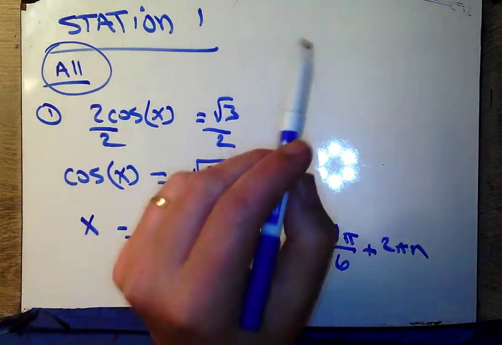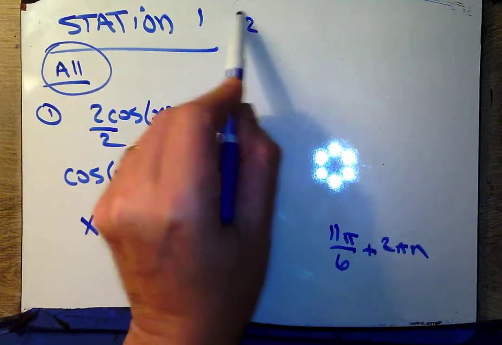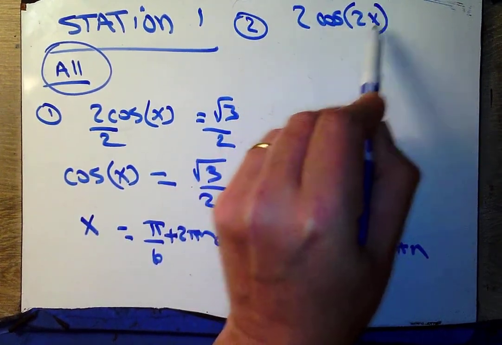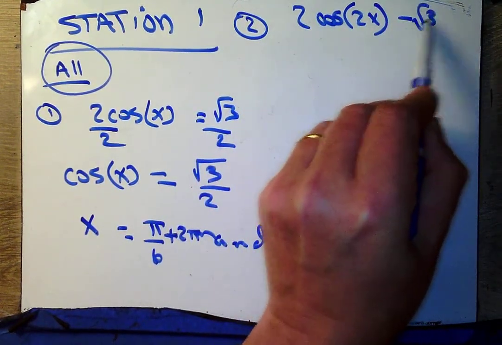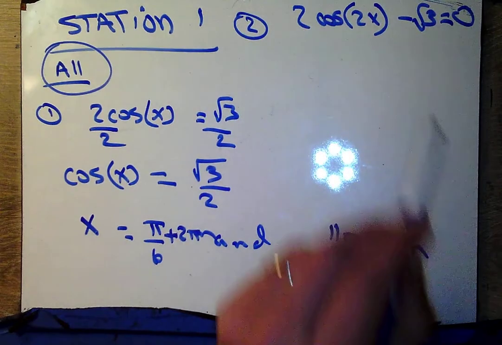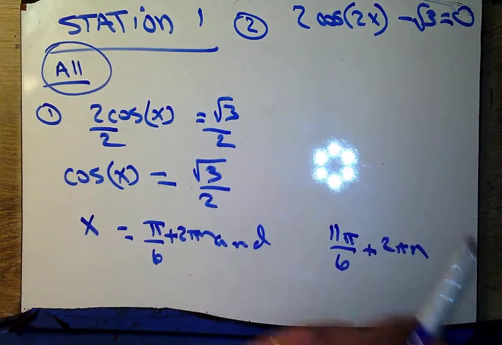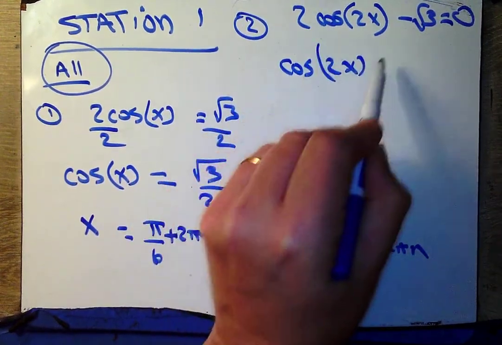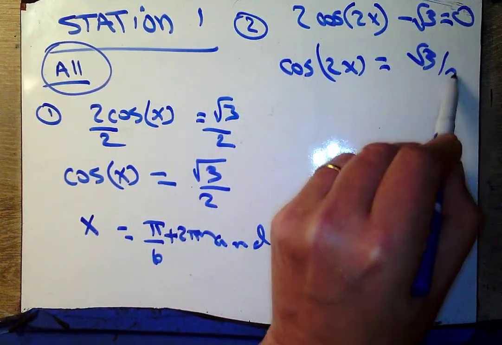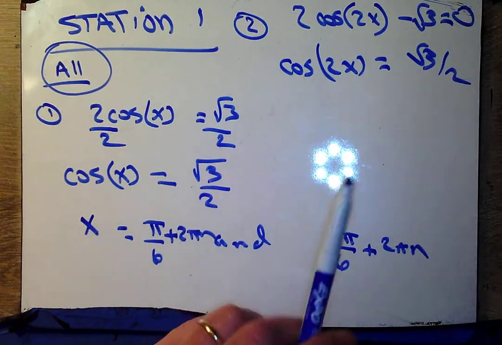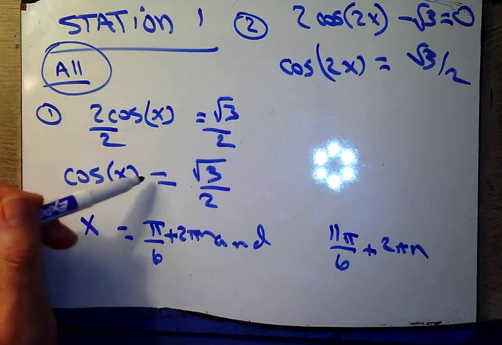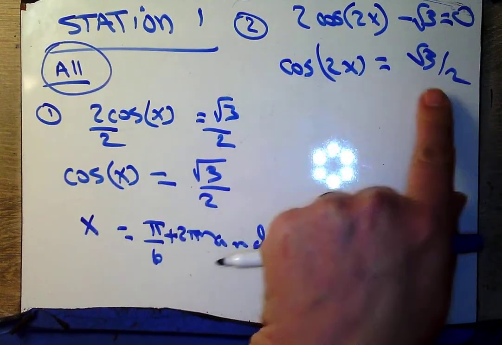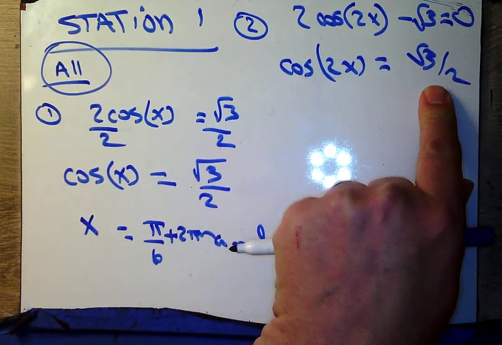Number 2, on the other hand, is very similar to number 1, but number 2 says 2 cosine 2x minus root 3 equals 0. So we're going to add the root 3, we're going to divide by 2, and we're going to get to cosine 2x equals root 3 over 2. Great. Now, remember when we were at cosine x equals root 3 over 2? Well, we're in a similar place. Cosine is still equal to root 3 over 2.